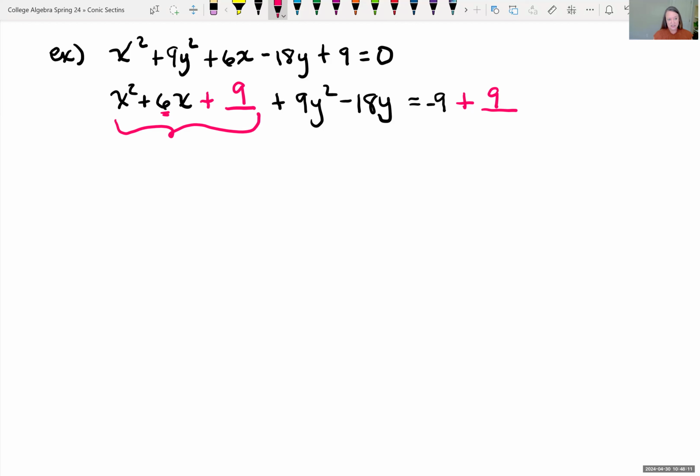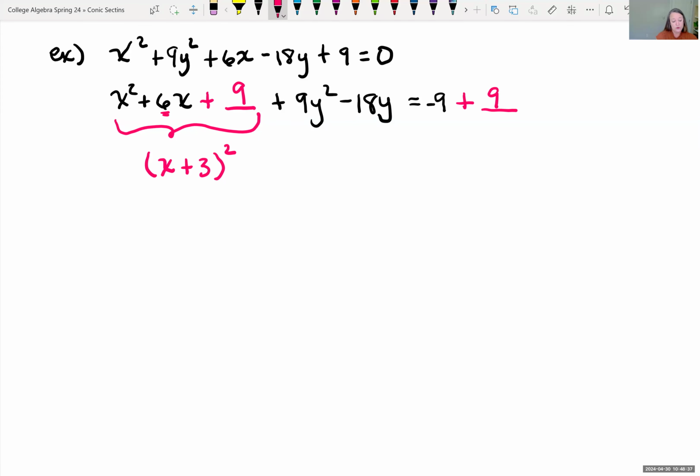Unfortunately, I can't complete the square yet on my y terms, because of that 9 in front of the y squared. So let's first rewrite this x squared plus 6x plus 9 as a perfect square. So the same number that we multiply to get 9 and add to get 6 was 3. So this could be rewritten as x plus 3 quantity squared.